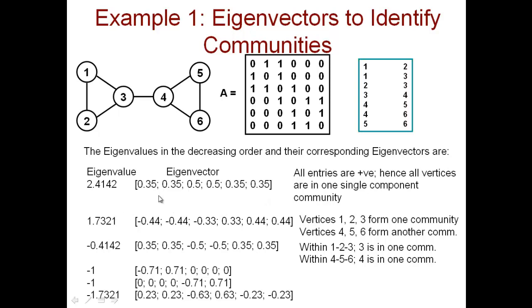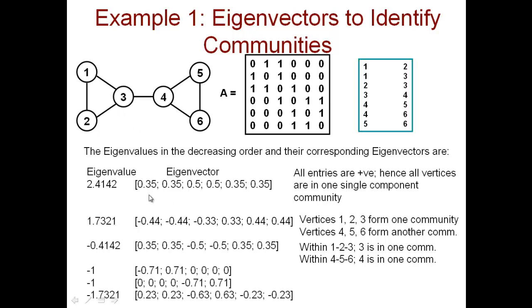Now I think I might have said this before, the entries in the eigenvector correspond to the vertices. The first entry in each of these eigenvectors will correspond to vertex 1. The second entry in each of these eigenvectors will correspond to vertex 2. The third entry in each of these eigenvectors will correspond to vertex 3 and so on.